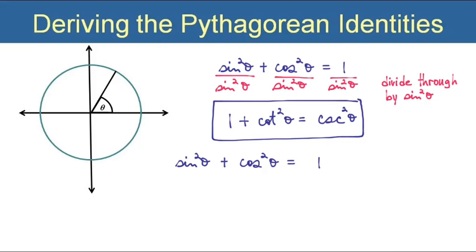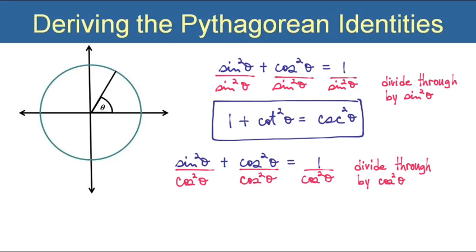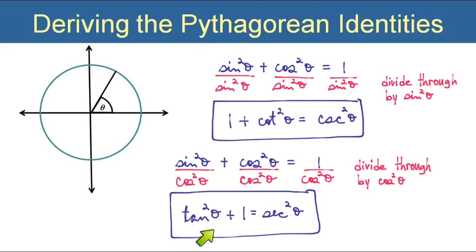Let's start with sine squared plus cosine squared equals 1. And this time let's divide through by cosine squared. So if we do that, then when we simplify, sine over cosine is tangent, so this will be tangent squared. Cosine over cosine is 1. And 1 over cosine is secant, so this will be secant squared. And there's the third form of our Pythagorean identities.